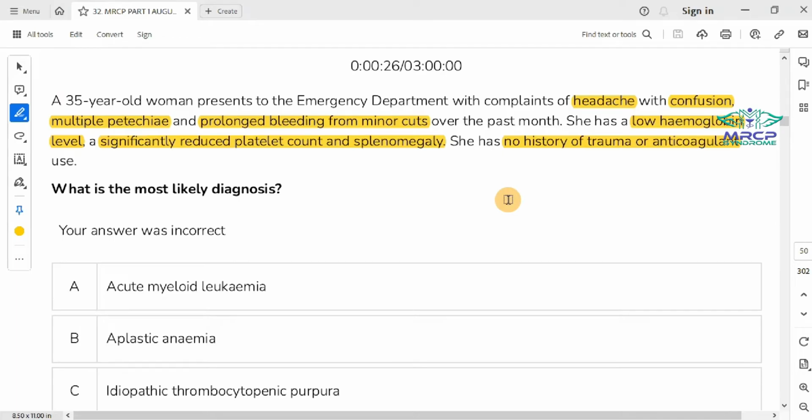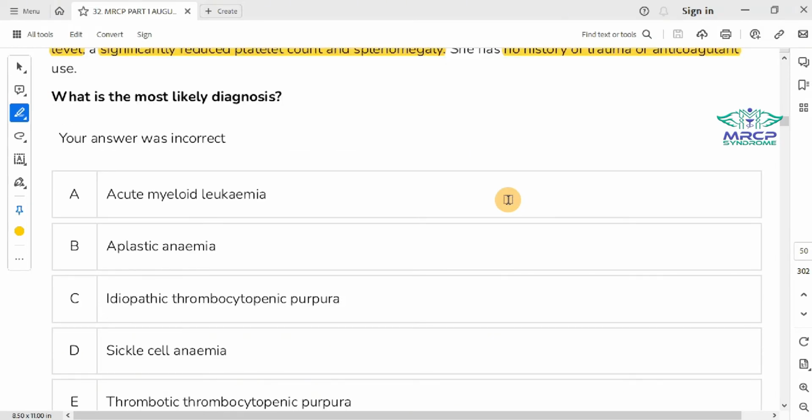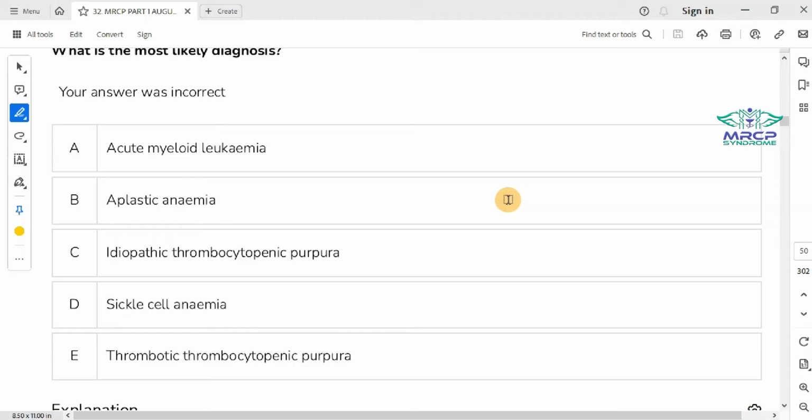A 35-year-old woman presents to the emergency department with complaints of headache with confusion, multiple petechiae, and prolonged bleeding from minor cuts over the past month. She has a low hemoglobin level, a significantly reduced platelet count, and splenomegaly. She has no history of trauma or anticoagulant use. What is the most likely diagnosis? Acute myeloid leukemia, aplastic anemia, idiopathic thrombocytopenic purpura, sickle cell anemia, or thrombotic thrombocytopenic purpura.